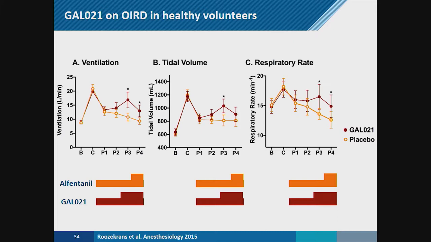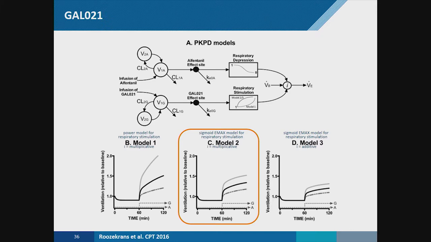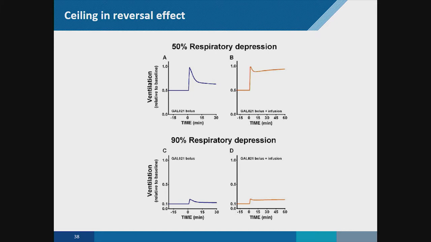This is placebo. During L-fentanyl administration produces respiratory depression, the GAL increases respiration. And I have little time, so I will skip these two modeling slides, but I would like to go to this slide. And this is an important slide because if you activate respiration at peripheral sites, while the respiratory depression occurs at central sites, you need to realize that a ceiling might occur.